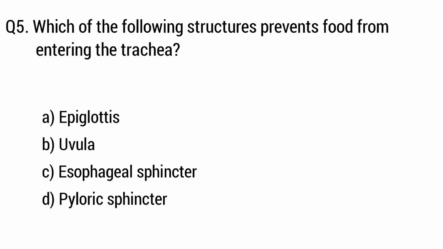Question 5. Which of the following structures prevents food from entering the trachea? The right answer is option A. Epiglottis.